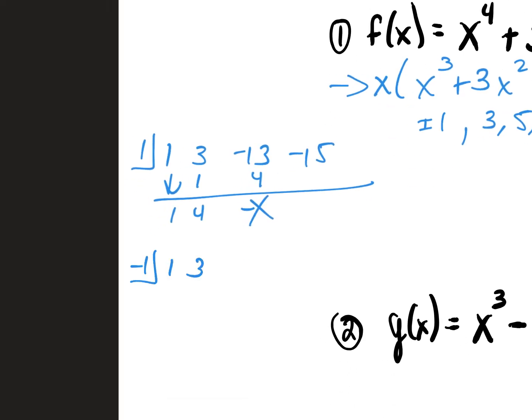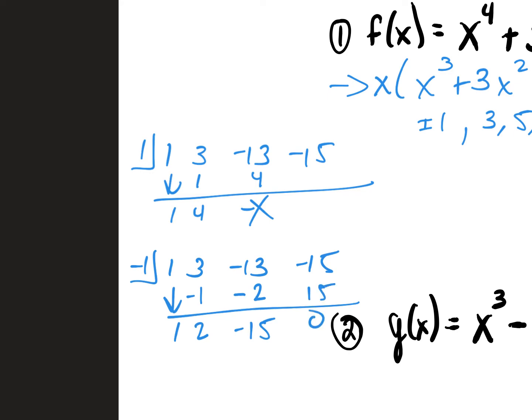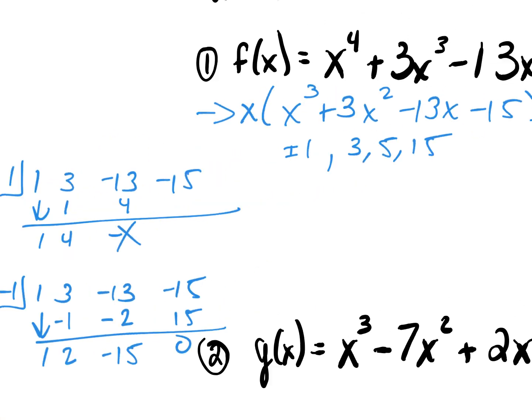Negative 1. Please. 1, 3, negative 13, negative 15. 1 times negative 1, negative 1. 3 and negative 1 is 2. 2 and negative 1, negative 2. Negative 13, negative 2. Yay! Negative 15 and negative 1. Woo! What did you guys just find out? X equals 1. All right, perfect.